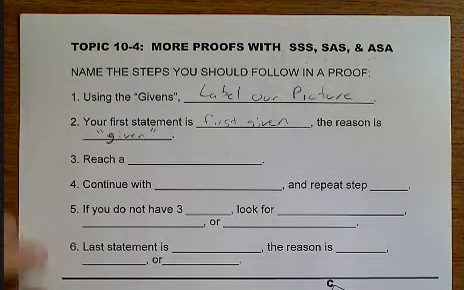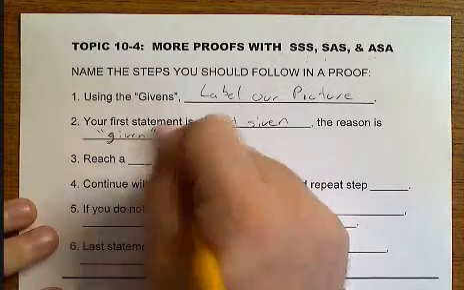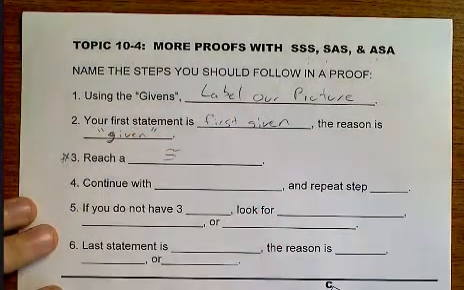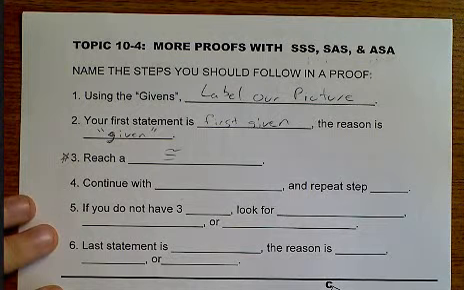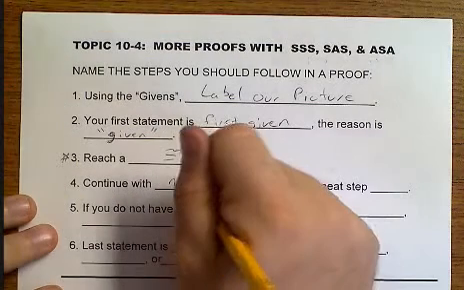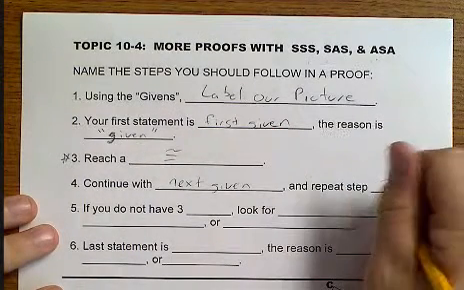Then we want to reach a congruency statement. This is the hard step. It's not terribly hard, but it's a step that actually requires a little bit of thought. Then you continue with your next given and repeat step 3 again.